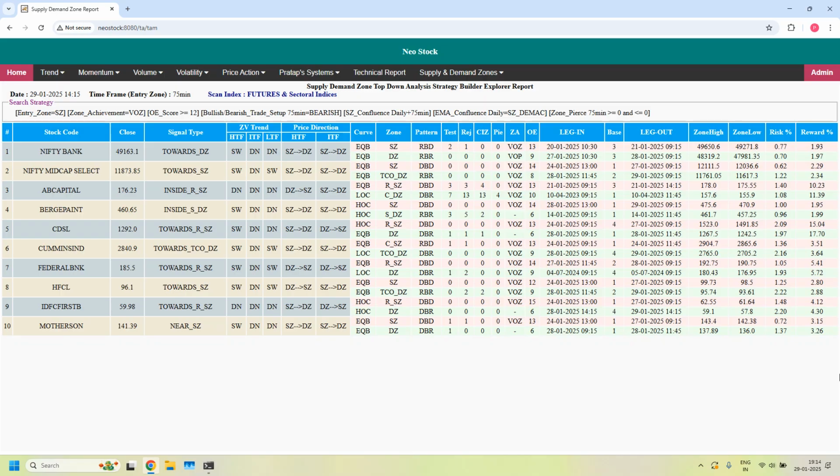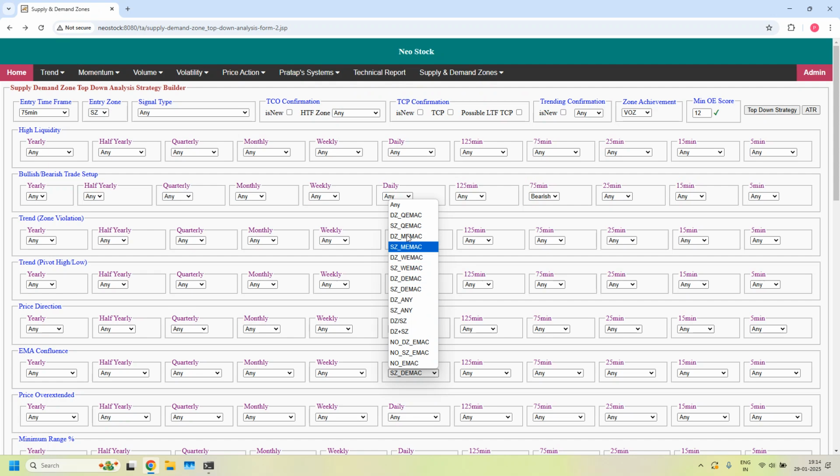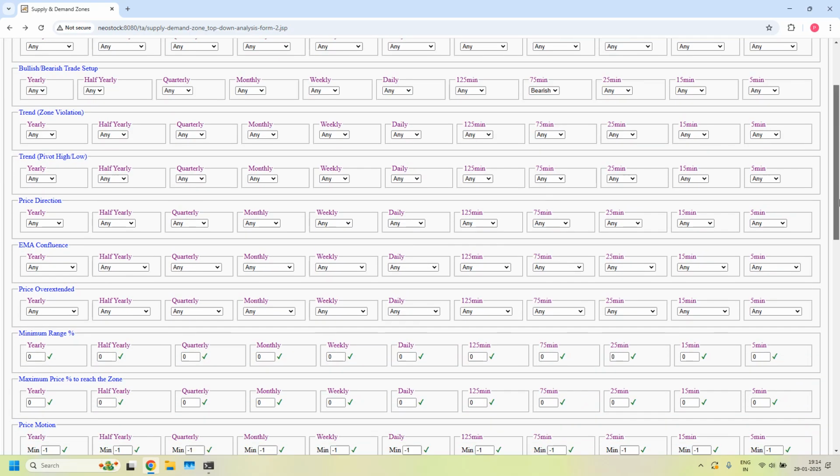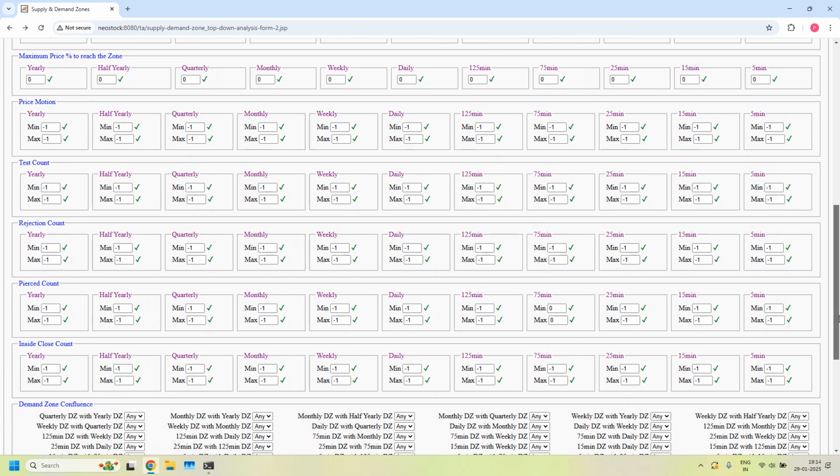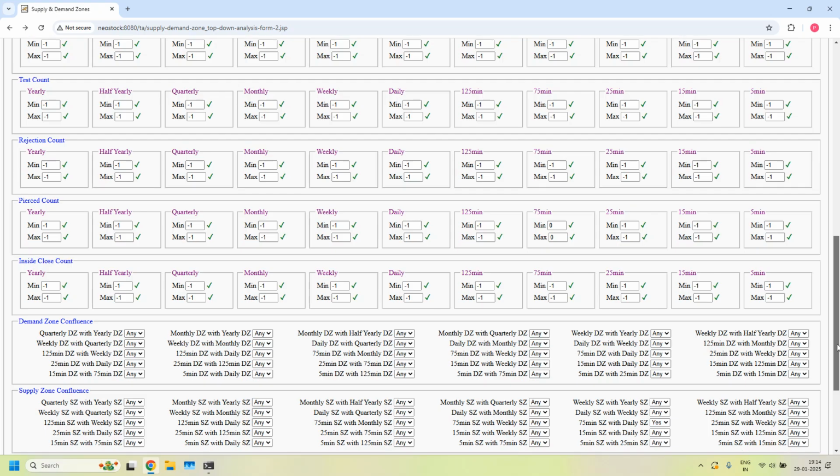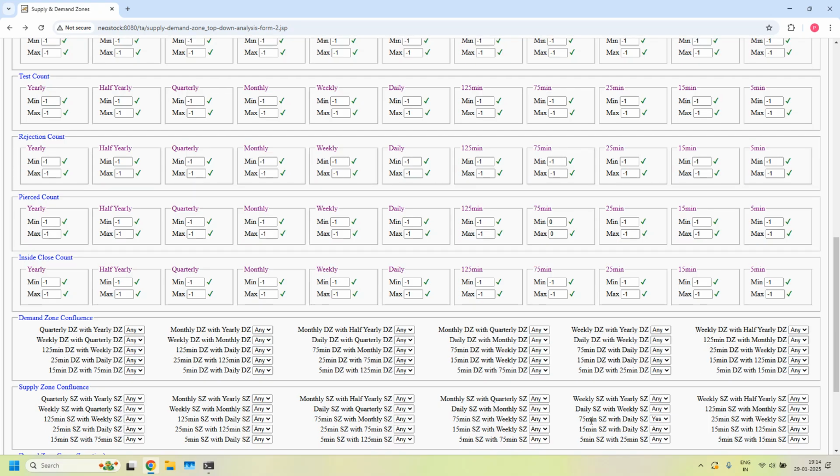Okay, now we can set the next filter, LTF, ITF, HTF supply zone confluence. I am removing EMA filter, it is ITF specific. Now we should focus on HTF specific. So that's why in the supply zone confluence, we should set 3 filters. First filter is already enabled in the previous report, LTF and ITF supply zone confluence. That is 75 minutes with daily supply zone is already enabled.